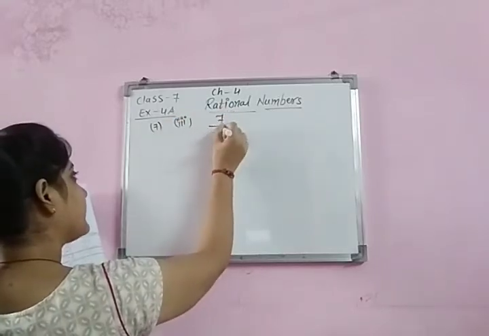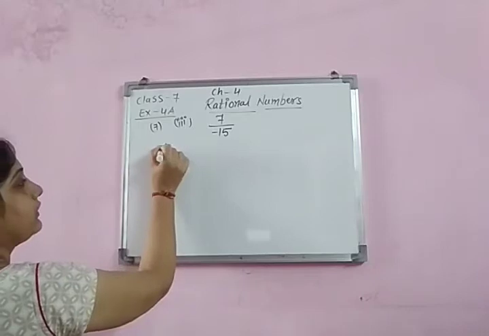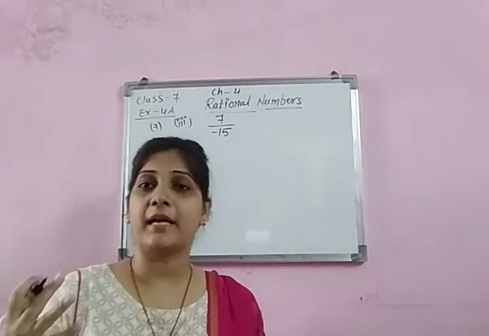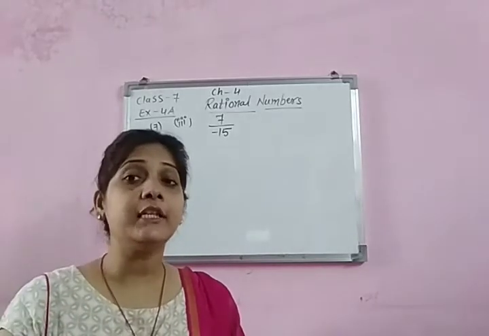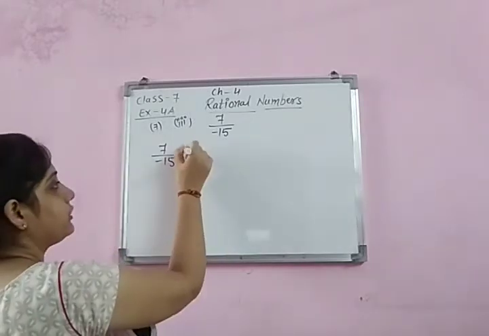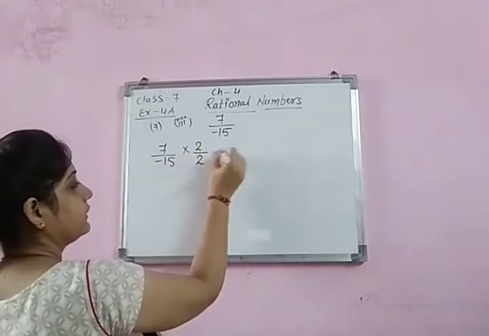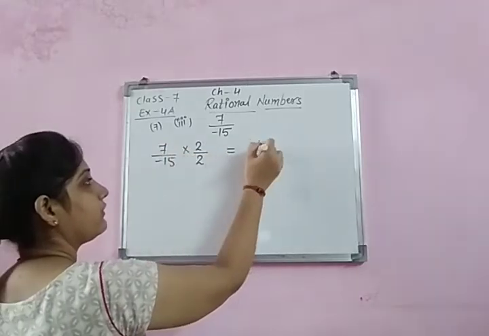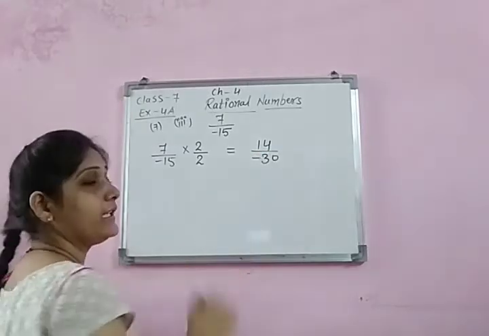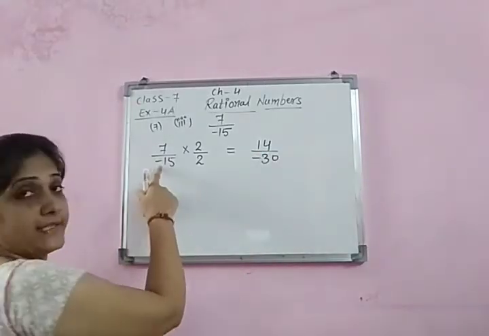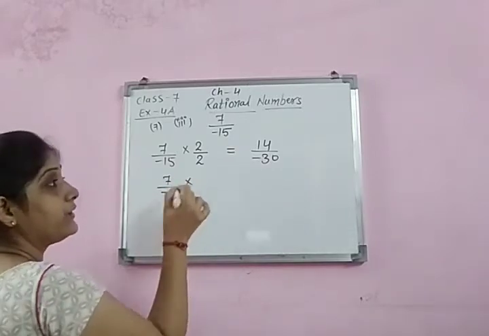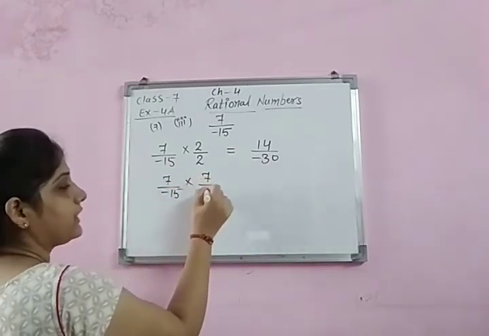7 by minus 15. As you all know, children, for getting an equivalent we have to multiply by the same number in the numerator and in the denominator. So suppose I am taking 2 first. 7 2s are 14 and 15 2s are 30, and with a negative sign because it is negative. In the same way I have to multiply it with another number. So suppose I am taking 7.